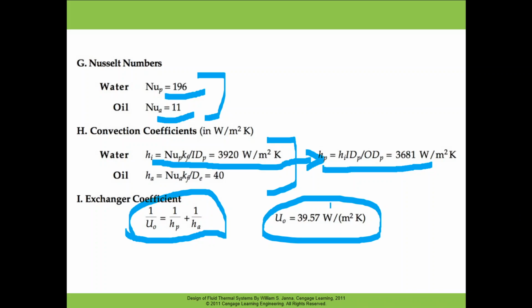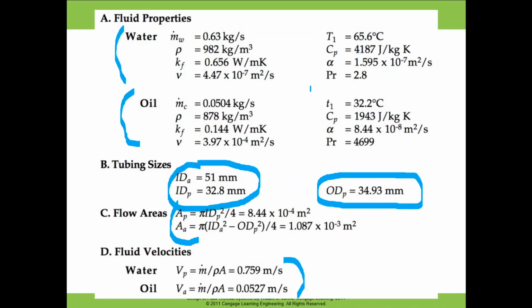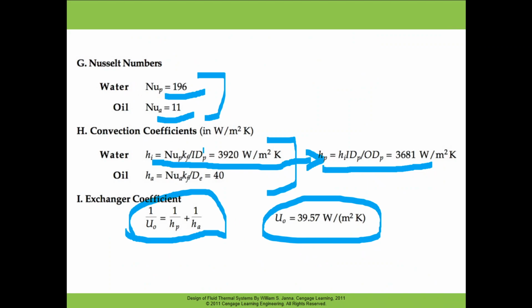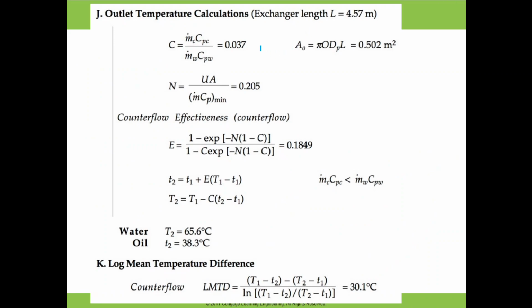So until this point our calculations are the same. We start with writing up the properties, and then the size of the tube and annulus, then the flow area, velocity, hydraulic diameter, equivalent diameter, Reynolds number, Nusselt number, heat transfer coefficient, and overall heat transfer coefficient. So up to this point the calculation is the same for the LMTD and NTU methods. From this point onward, the method you choose differentiates the calculation.